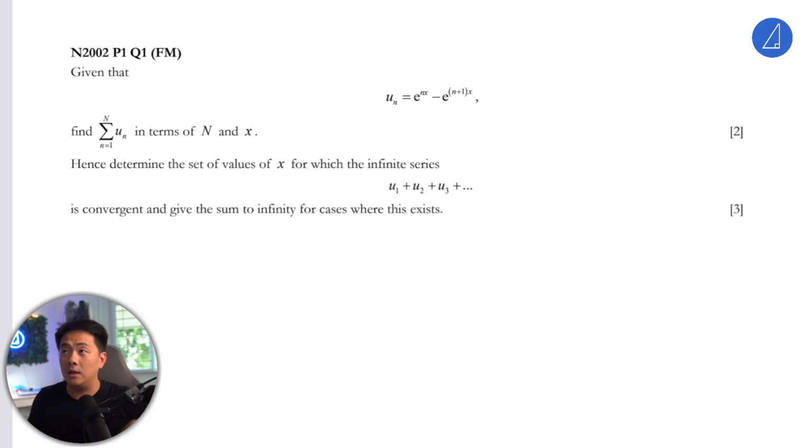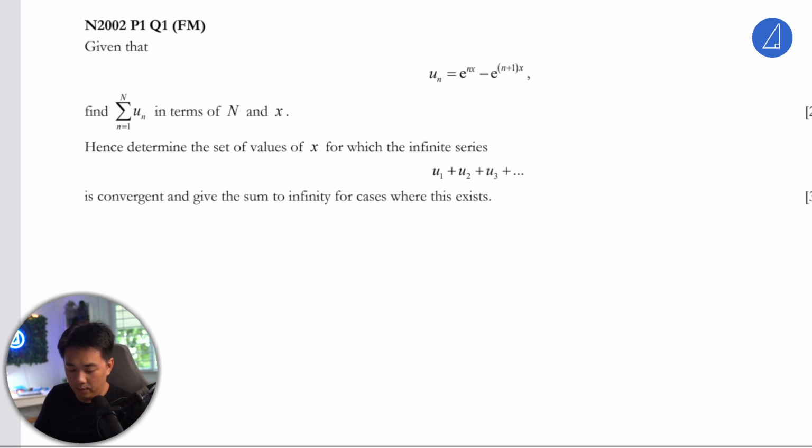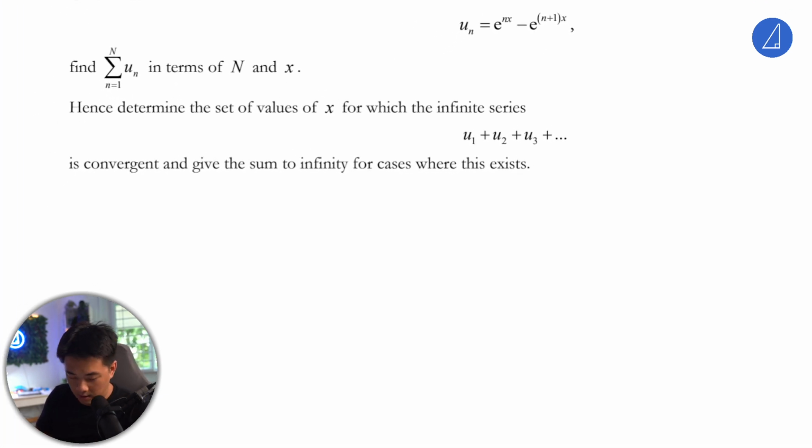Given that the nth term of a sequence is given by this, find the sum of this series in terms of n and x. I think the main thing is to understand that this is an exponential function, so essentially this will be a GP. So just write it down.